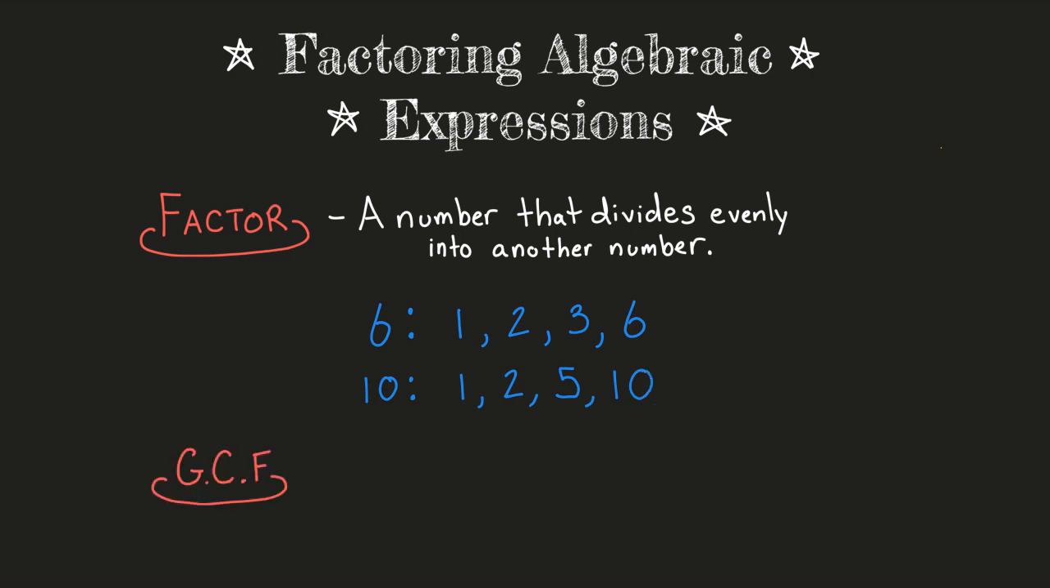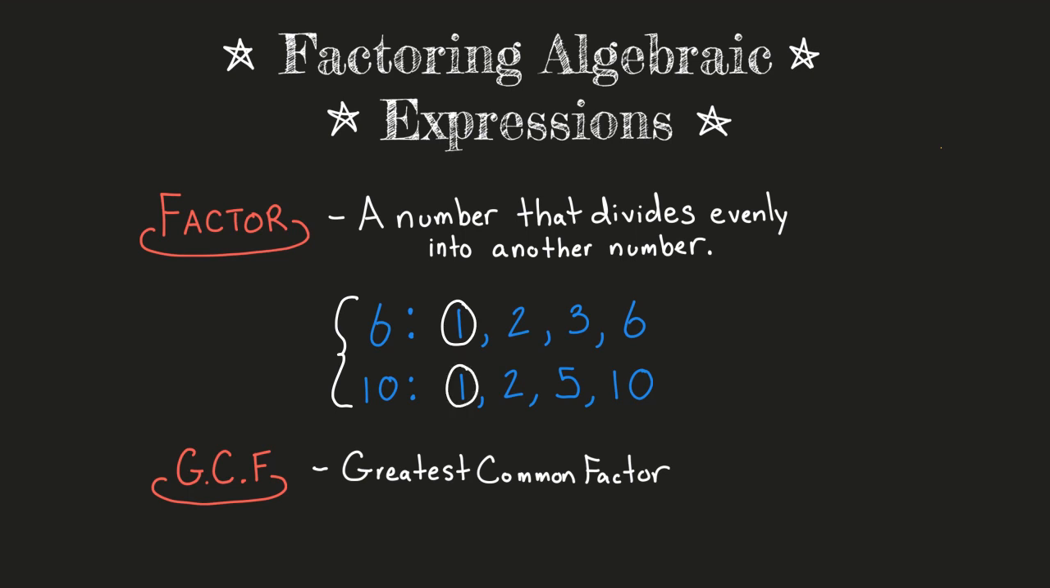The next term that we want to know is GCF. GCF stands for greatest common factor. And think about those words, the greatest common factor. So if we're looking at two numbers and we're trying to find the greatest common factor, we're going to look for the numbers that they share in common, and then we're going to find the greatest among those. So with 6 and 10, I see 1 as a shared factor. Those are common factors. I see 2 as a common factor.